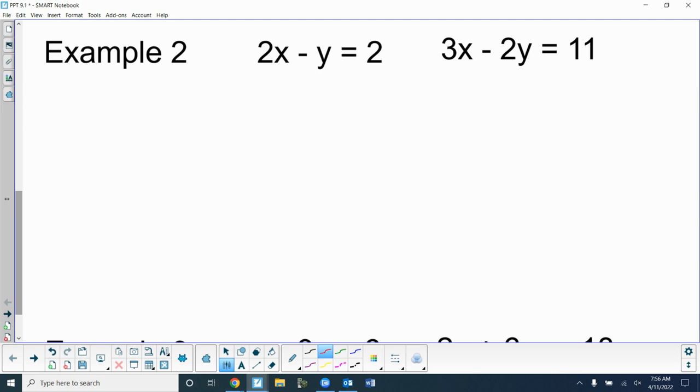Which of those 4 variables are we going to get by itself? That's the easiest. The negative y, right? We all understand why we want to get that first y by itself? Now, if you pick any of the others, it's okay, but you're going to get some fractions, that's all. Okay? So the first thing I'm going to do is subtract 2x.